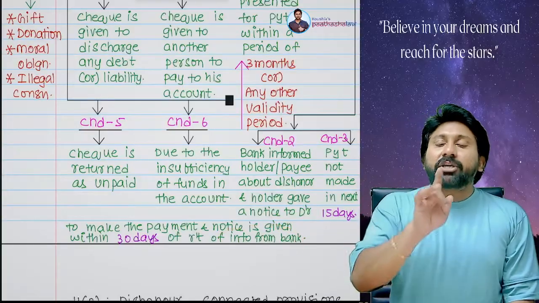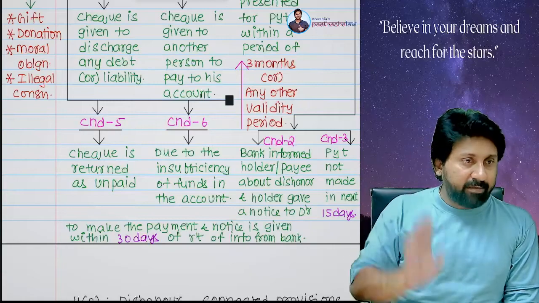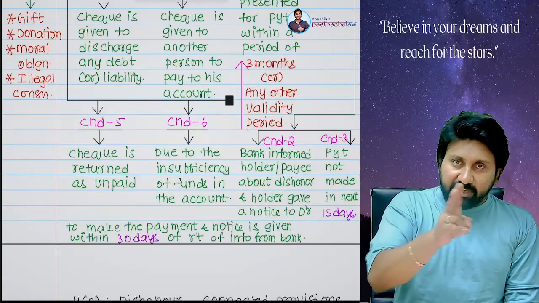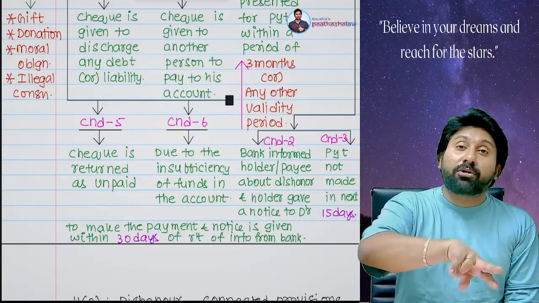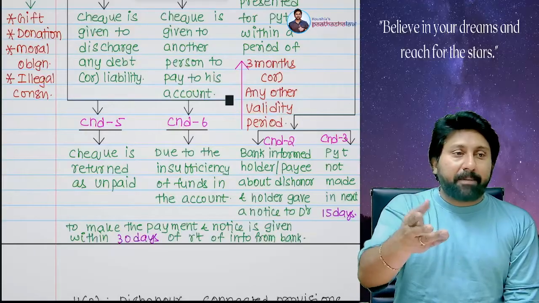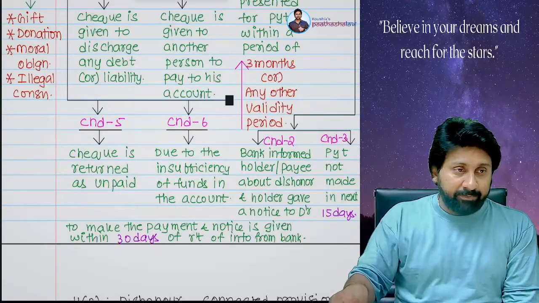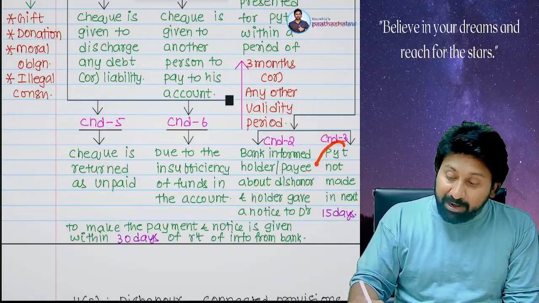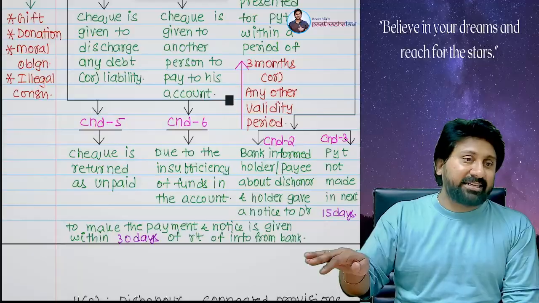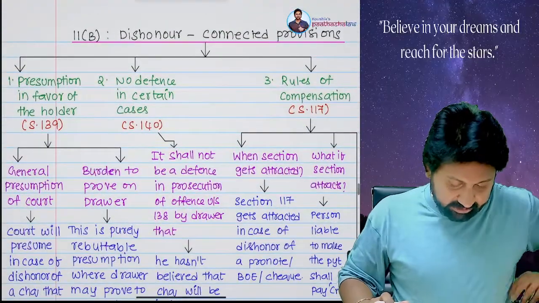First, the check should be presented within 3 months or other validity period, whichever is earlier. The bank will inform the holder that the funds are insufficient and the holder should give a notice to the debtor to make the payment, and that notice should be given within a period of 30 days. And payment is not made in the next 15 days. If all these conditions are satisfied, then the punishment will be there. Okay, next one.